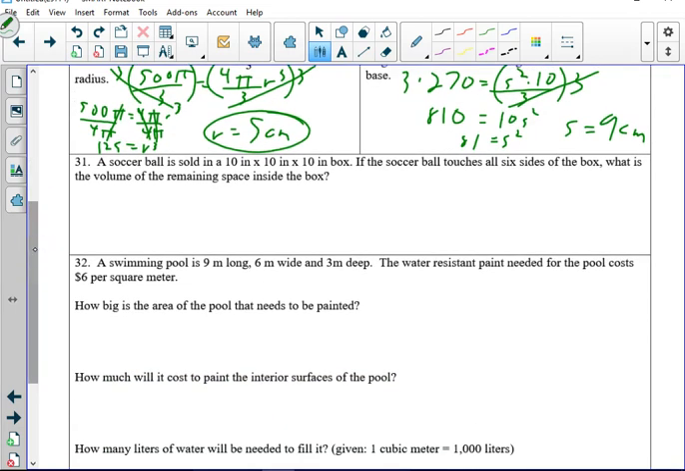Soccer ball is sold in a 10 by 10 by 10 box. If it touches all 6 sides, what's the volume of the remaining space inside the box? First off, you have to find the volume of the cube. That's 10 by 10 by 10, which is 1,000 cubic inches.